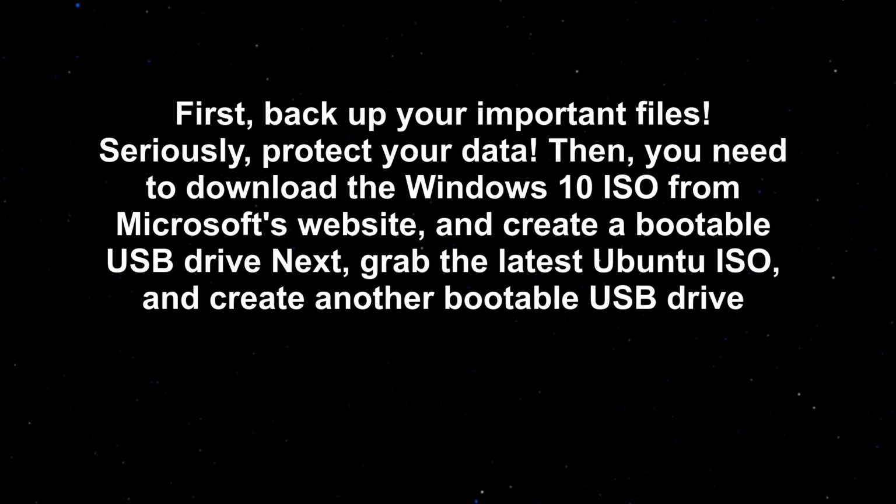Ready to have the best of both worlds on your computer? First, back up your important files. Seriously, protect your data. Then, you need to download the Windows 10 ISO from Microsoft's website and create a bootable USB drive. Next, grab the latest Ubuntu ISO and create another bootable USB drive.